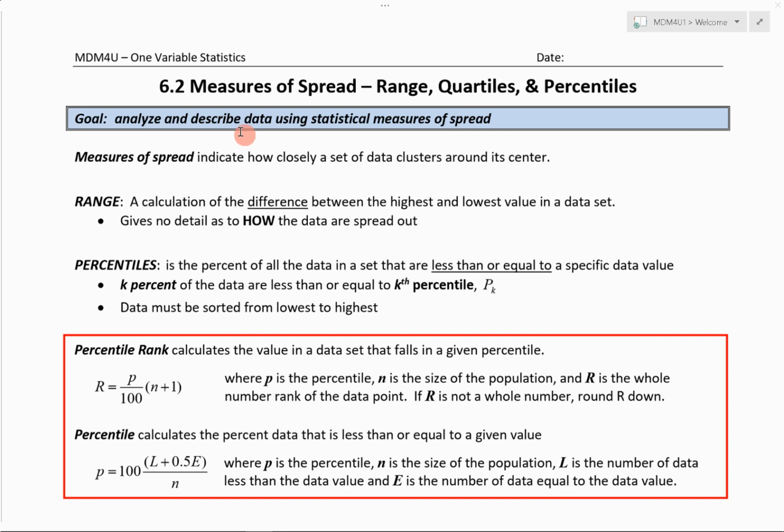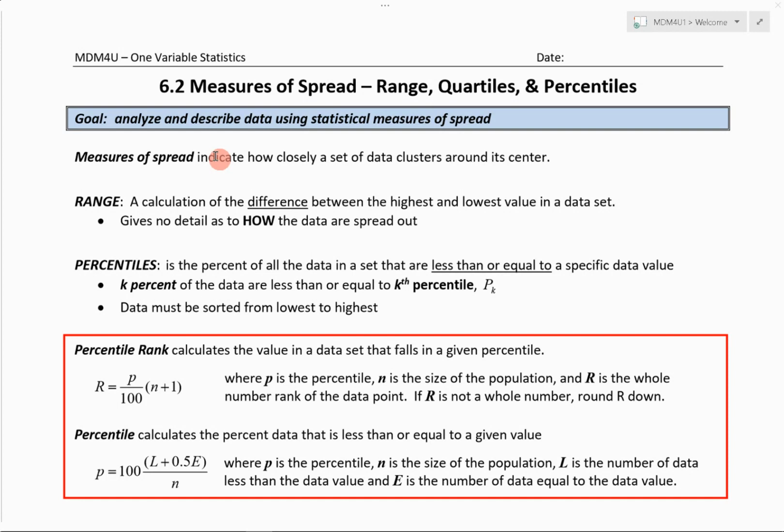Okay, section 6.2, measures of spread. So this is now the topics of range, quartiles, and percentiles. So, what is a measure of spread? Well, it indicates how closely a set of data clusters around its center. Center meaning the mean, median, or mode. But like how close is your set of data to the center?